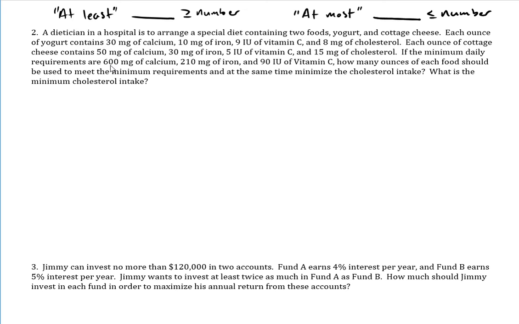If the minimum daily requirements are 600 milligrams for calcium, 210 milligrams of iron, and 90 IUs of vitamin C, how many ounces of each food should be used to meet the minimum requirements and at the same time minimize the cholesterol intake? What is the minimum cholesterol intake?